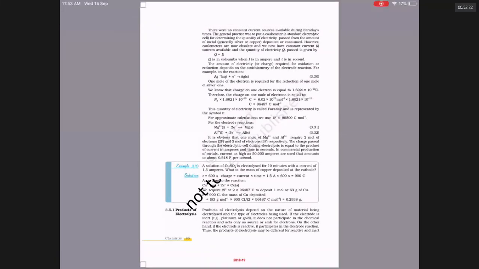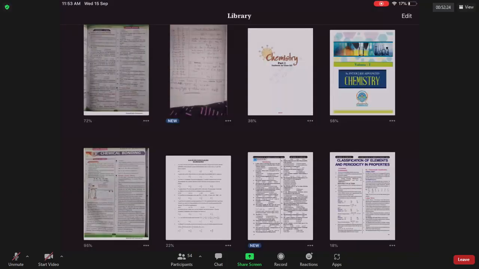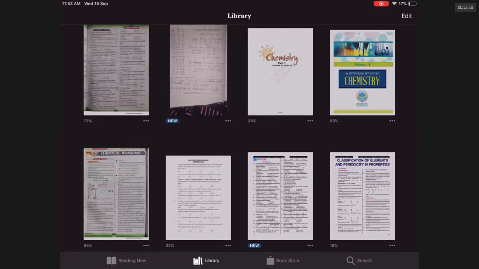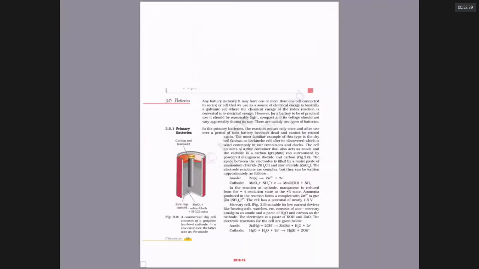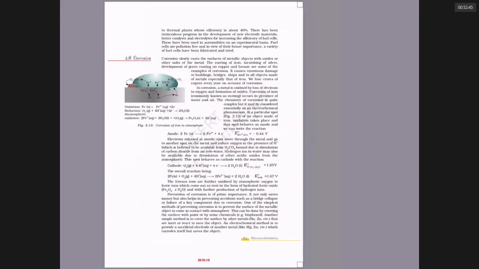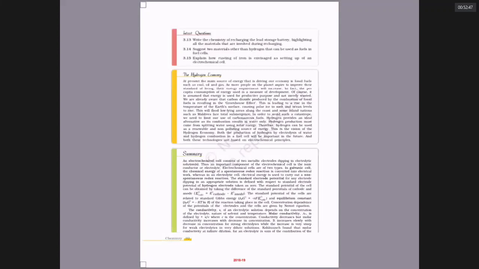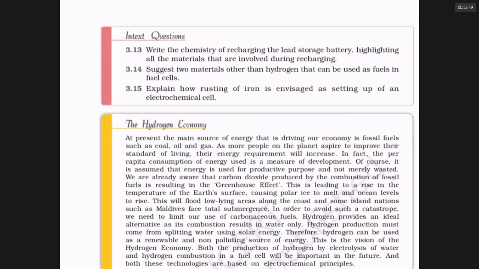Today you have to do the following things, sir. First thing is, read the NCERT book last 7 pages. What are the last 7 pages? Different cells. You are going to read thoroughly about the summary.